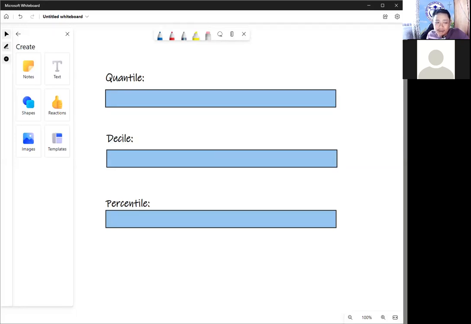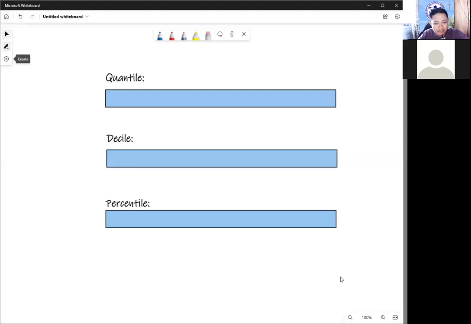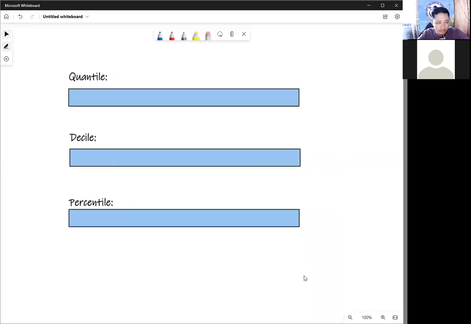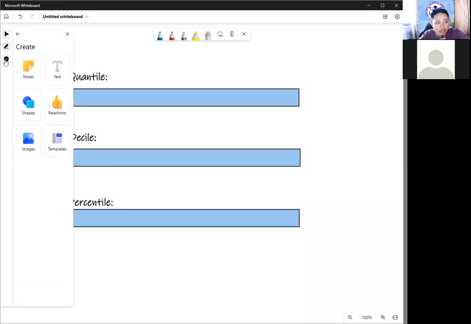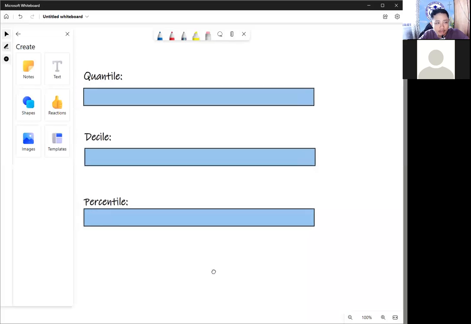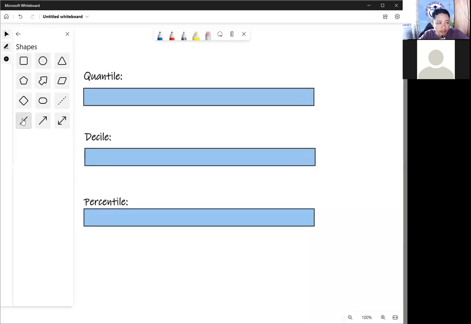Today, we will be learning something about the decile and the percentile and how to get them or solve for their values. As you have noticed on the screen, I have here three horizontal bars, which will show us the connection among each one of them. Okay, let's start first with quartile.